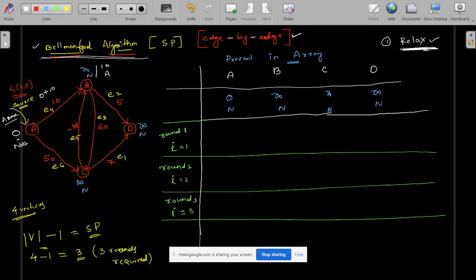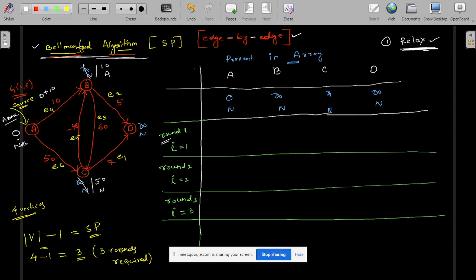Again, now see here. Again E6. Please observe E6 here. 0 plus 50. What is the value? Compared to infinite, 50 is better or not? So that's why it will going to change. 50, null. So these things are cancelled. Here also cancelled. You got the value 50 and null. Now one round is over or not?